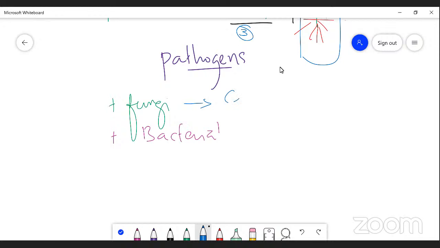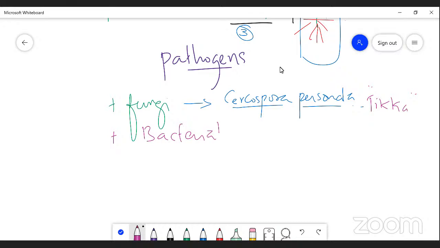Cercospora personata is one of the fungi that causes tikka disease. Just imagine tikka disease. It affects groundnut. Simply, the groundnut plant is affected by one of the fungi, Cercospora personata, that causes a kind of disease called tikka disease.